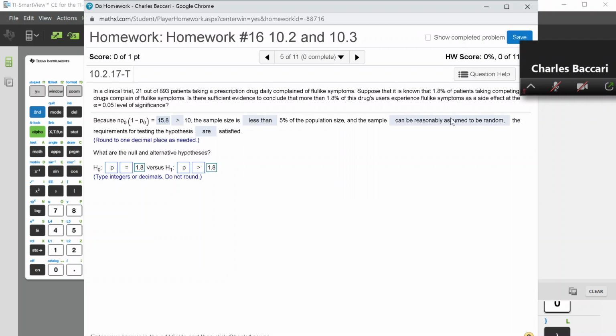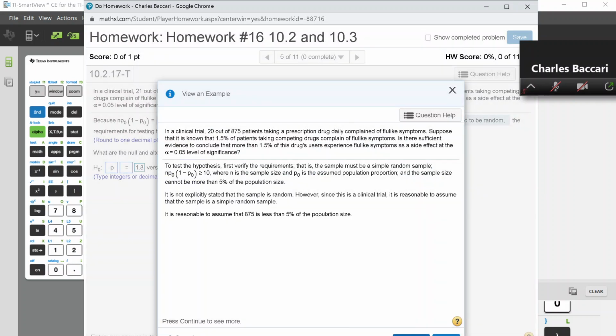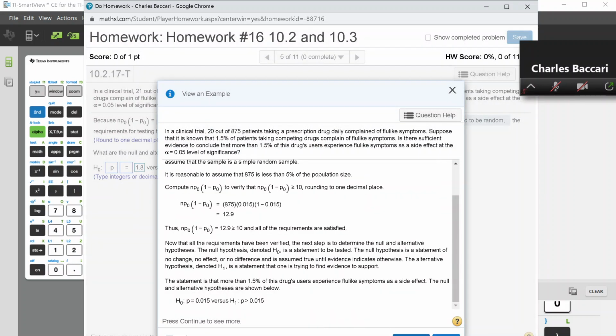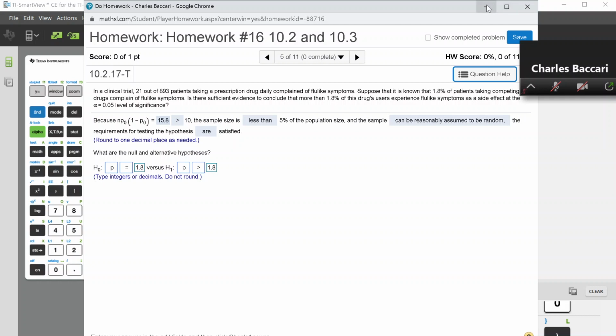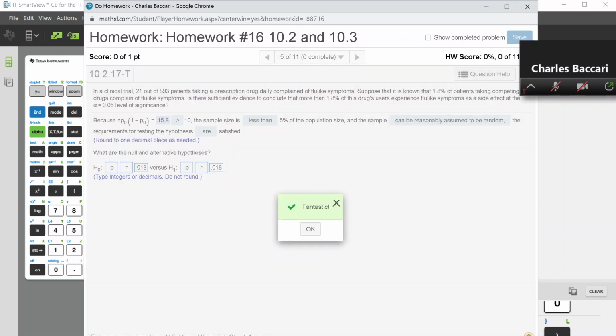Uh-oh. Why do they not like that? Maybe we're using the sample, but that doesn't seem right. You use the sample to actually test it. So, oh, they entered it as a decimal. Okay, that's what the problem is. So 0.018. That's better.